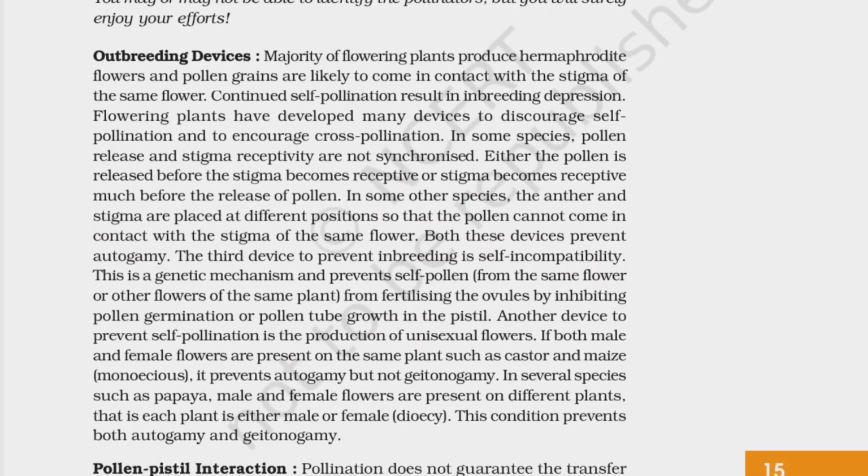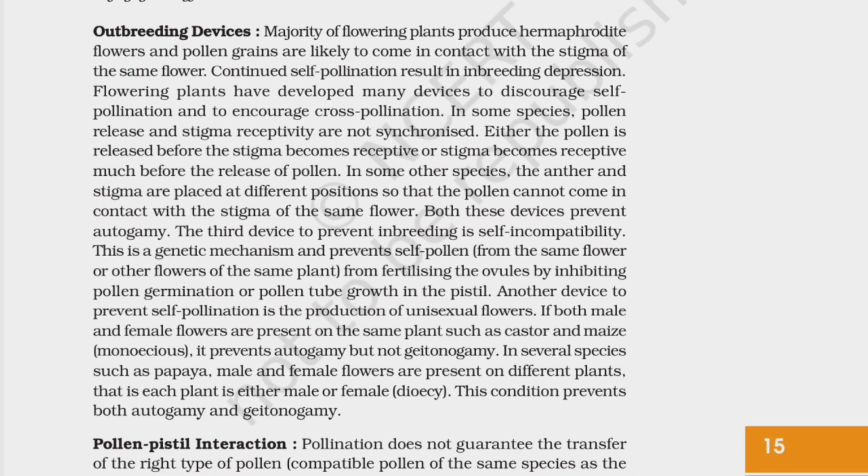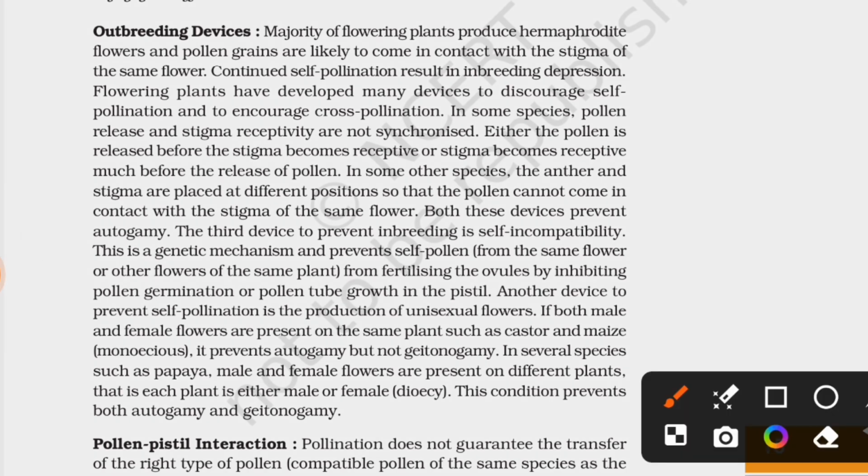Outbreeding devices. The majority of flowering plants produce hermaphrodite flowers, and pollen grains are likely to come in contact with the stigma of the same flower, leading to self-pollination, which results in inbreeding depression. Flowering plants have developed many devices to discourage self-pollination and encourage cross-pollination.